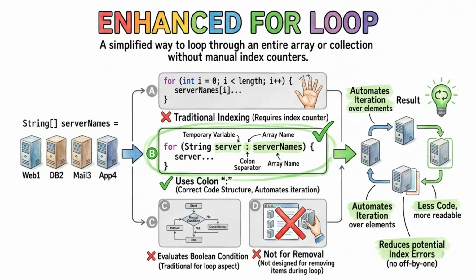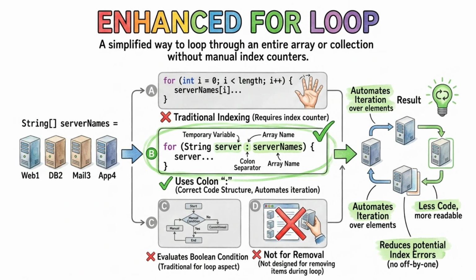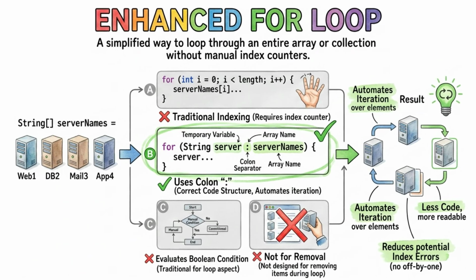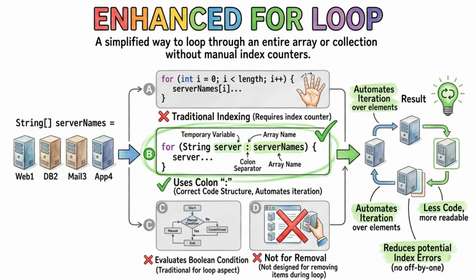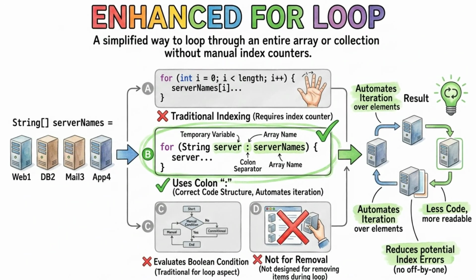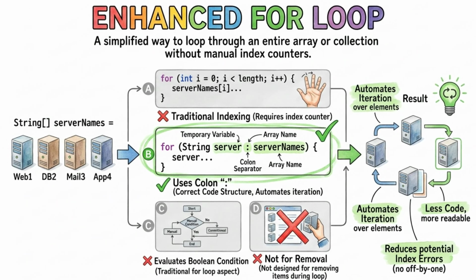When you need to iterate entirely through a collection, like an array of server names, the enhanced for loop or for each loop is your best friend. Instead of manually tracking an index counter, you cleanly define a temporary variable of the matching type, add a colon, and then provide the array name. Java handles the entire iteration process for you automatically under the hood.